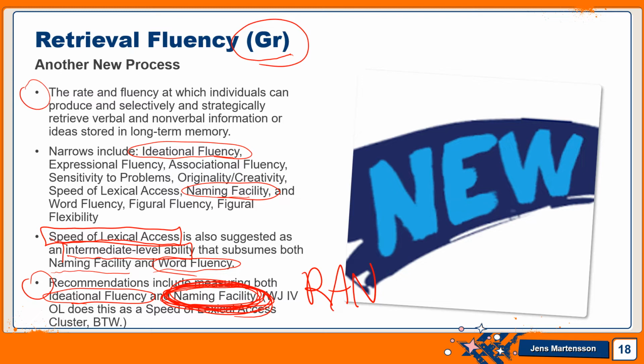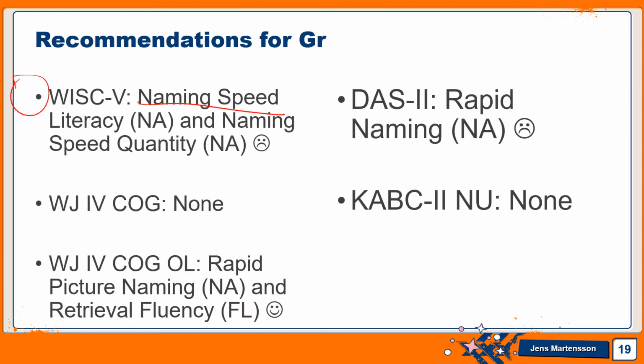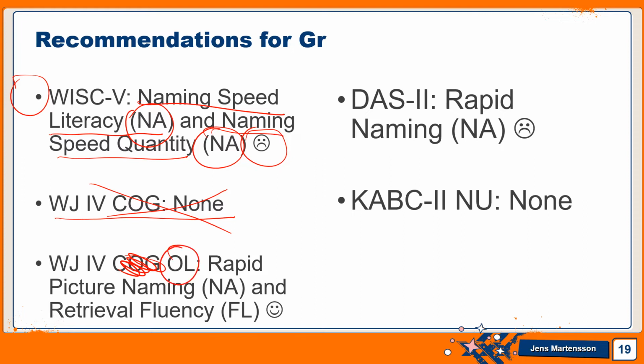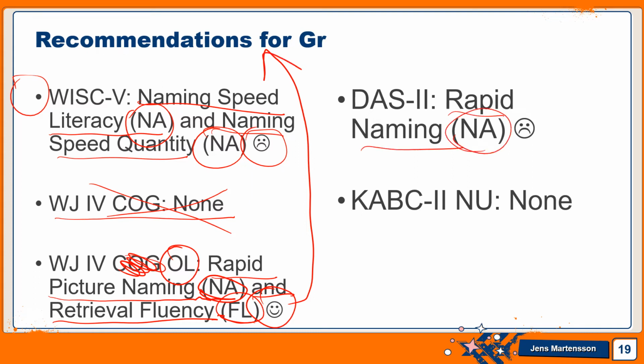So testing those two. Let's see what tells you that. The WISC has naming speed literacy, which is naming facility, and naming speed quantity, which is again naming facility. So it gets a sad face because it doesn't have ideational fluency on it. The WJ COG doesn't have any of it, but the WJ oral language has rapid picture naming, yay, naming facility, and retrieval fluency, which is ideational fluency. So it gets a smiley face, yay. The DOS has rapid naming only, so that's a sad face, and the KBC has none of that.